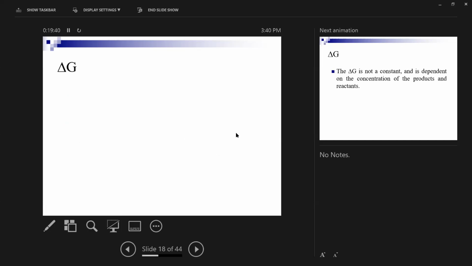All right, the test is Wednesday. 50 questions, 49 multiple choice, 1 fill-in. And you're going to have to draw some structures. So make sure you know those structures. Okay?